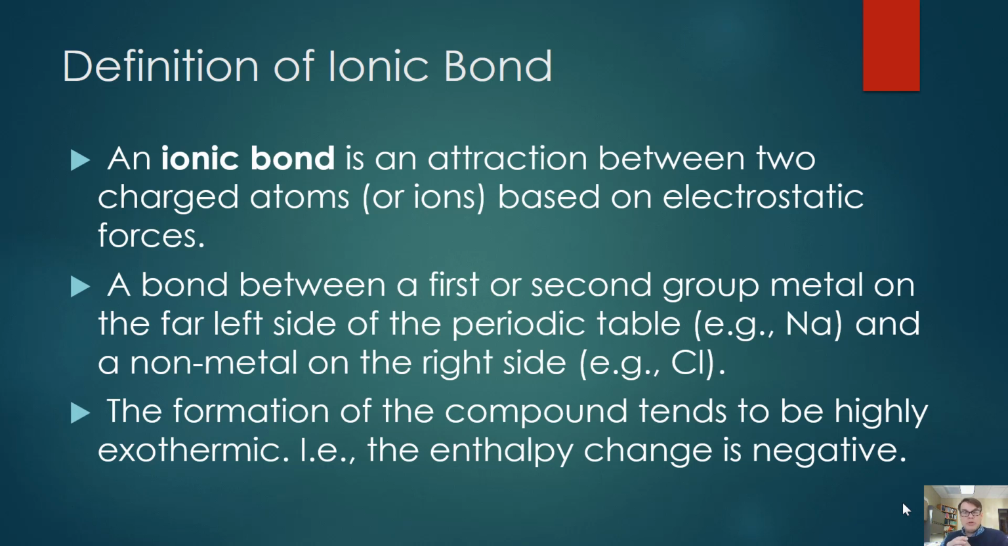So when an ionic compound comes together from two separate elements, it tends to give off lots of heat. The enthalpy change is very negative. What that means is that the compound itself is losing lots of energy, giving off lots of heat, and so it's exothermic.